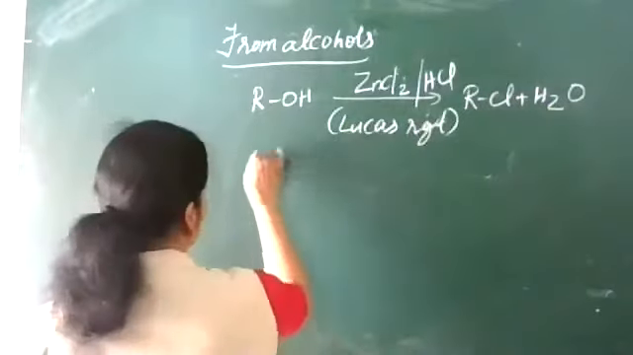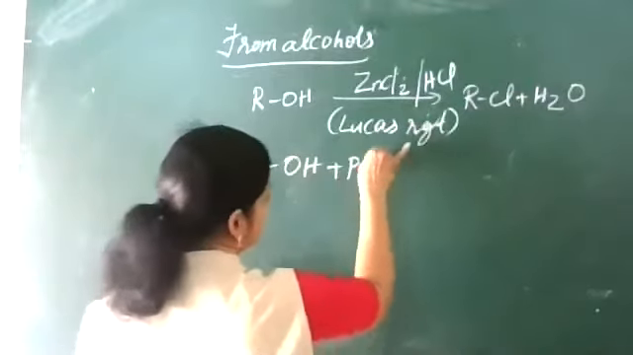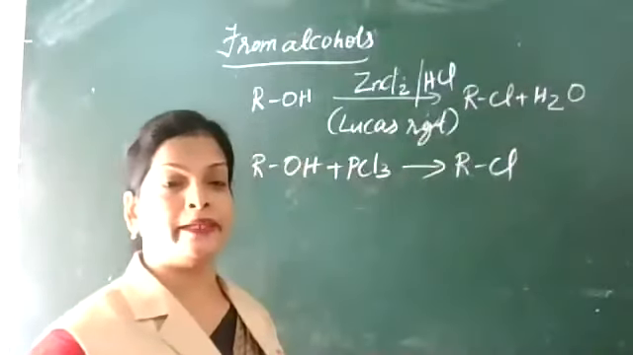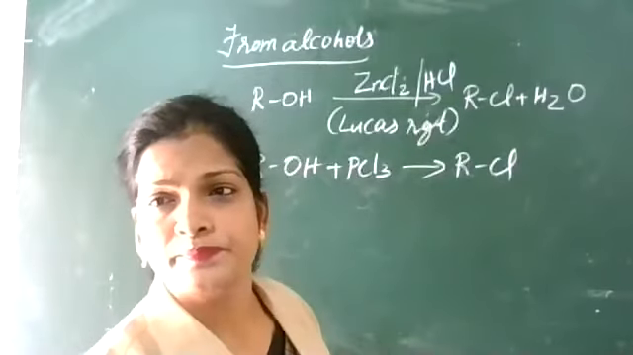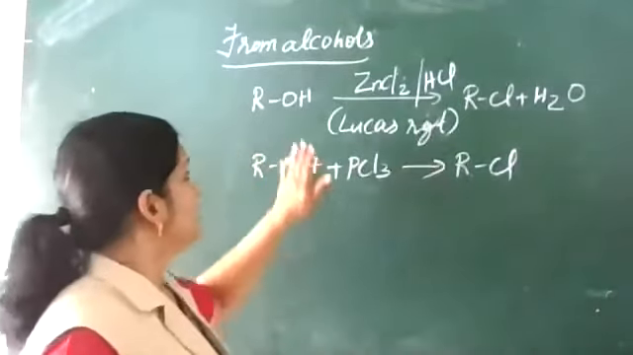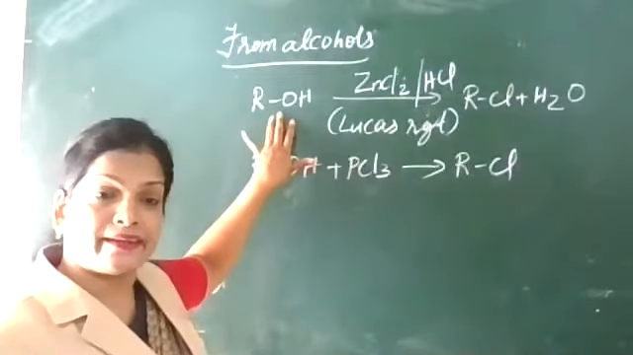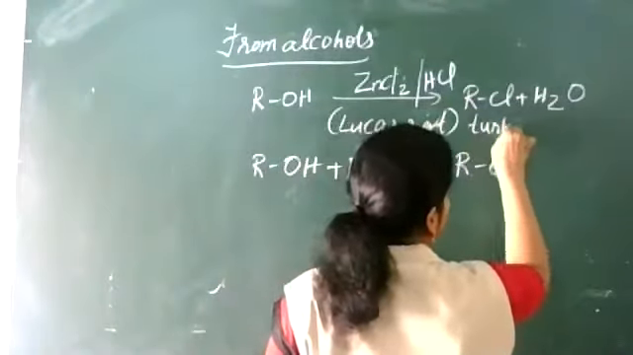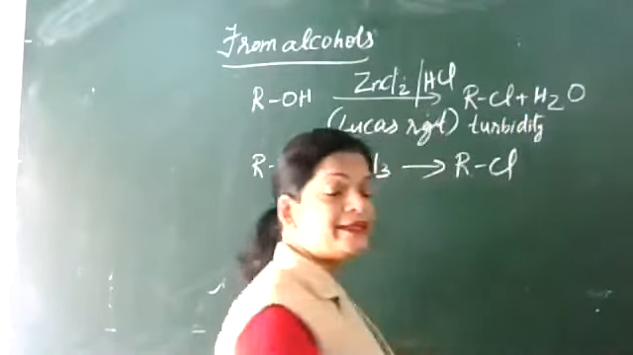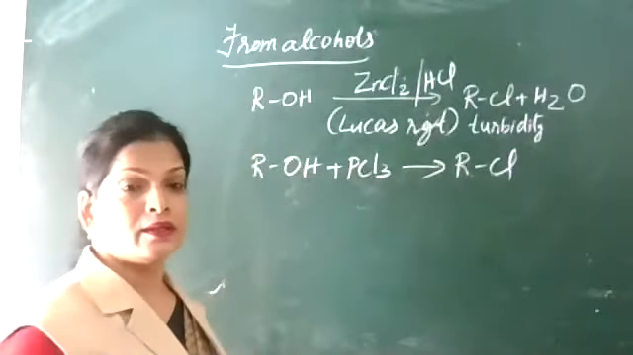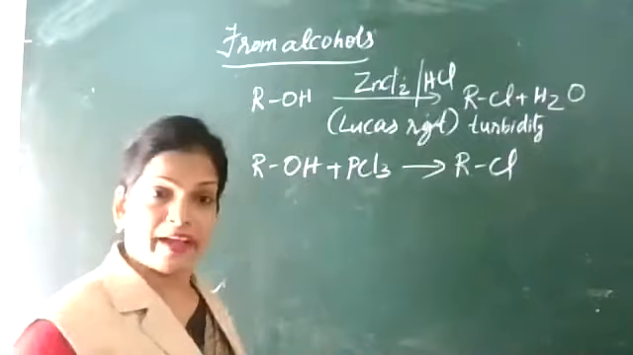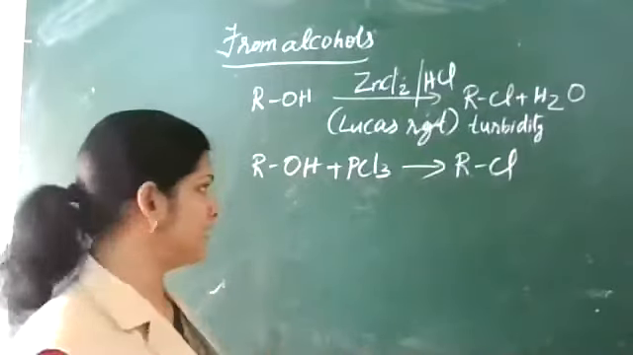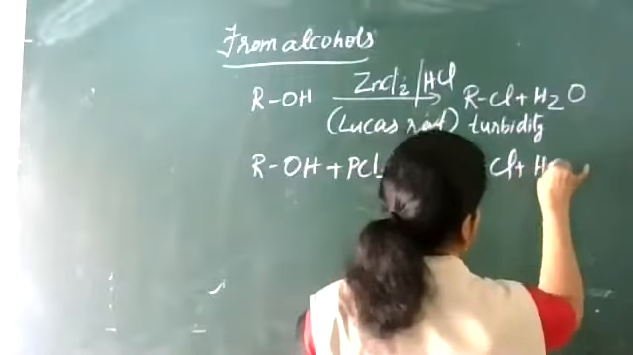Another method of preparation is from alcohol ROH with PCl3. You get RCl. When RCl is formed, you will see a whitish turbidity. ROH can be primary, secondary or tertiary alcohol. Tertiary alcohol gives immediate turbidity. Secondary alcohol gives turbidity after 5 minutes, and primary alcohol does not give turbidity even after 1 minute.